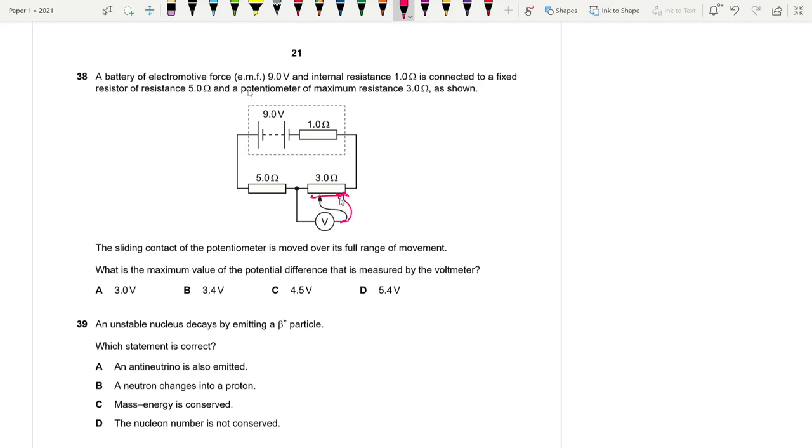Because if you take the whole length, it's going to be 3 ohms, right? So let's check it out. What's the maximum value possible? It's going to be 3 divided by 3 plus 5 plus 1, times 9, according to the potential divider. That's actually 3 volts. A maximum of 3 volts is possible, okay? Minimum of 0, by the way, if it was over here.